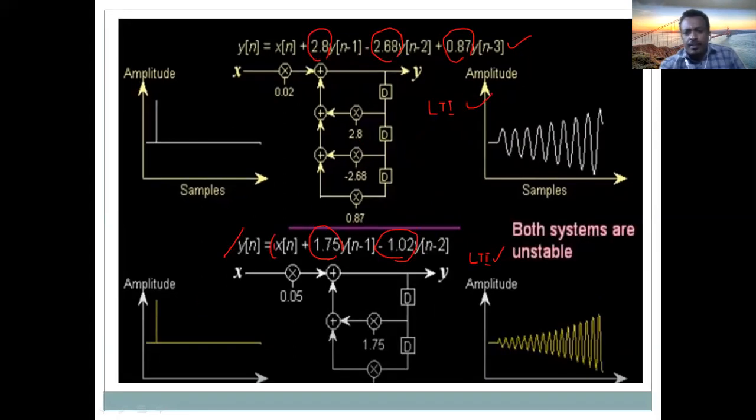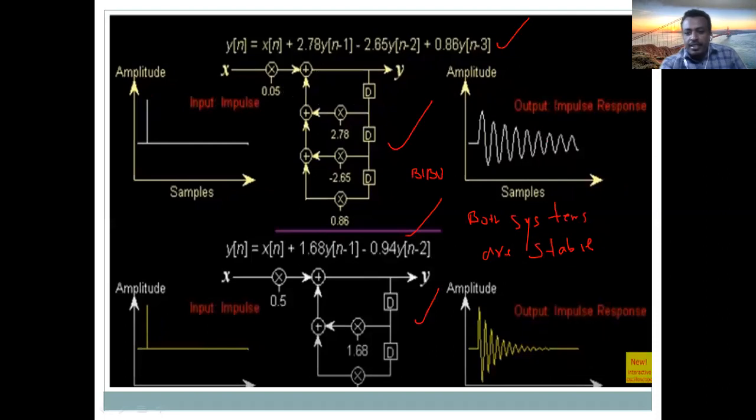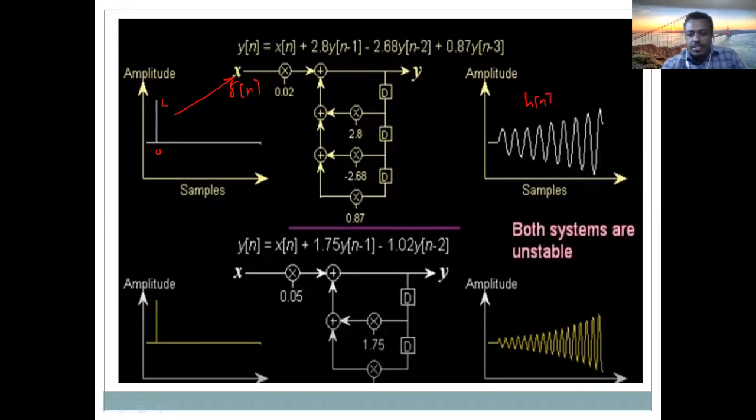How about stability? In this case, if you apply the impulse as input, with amplitude 1 only at 0, we get the output, which we call the impulse response. So the impulse response in this case is what? It's a growing oscillation. Previously we have seen the impulse response is a decreasing oscillation, but in this case, as n goes to infinity, the output increases continuously. When you take this other system with the difference equation here, again it's a growing oscillation with high frequency. Again, it continuously grows. So what's our conclusion? Both these systems are unstable systems.